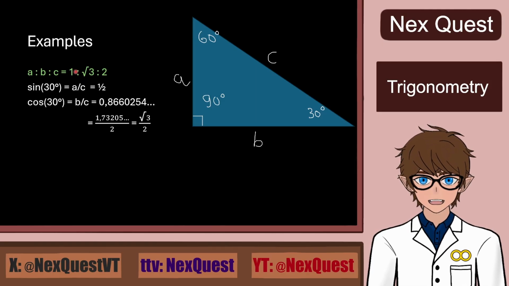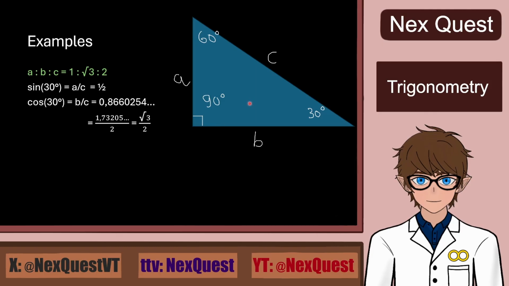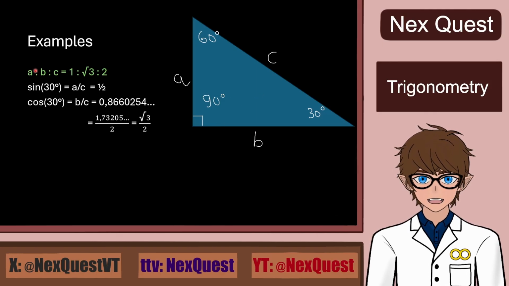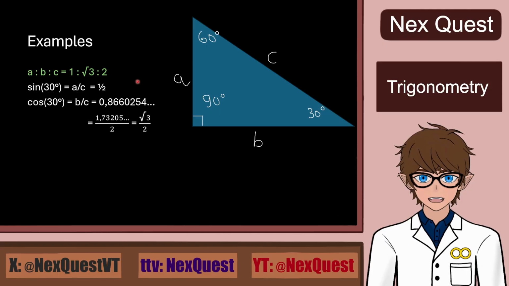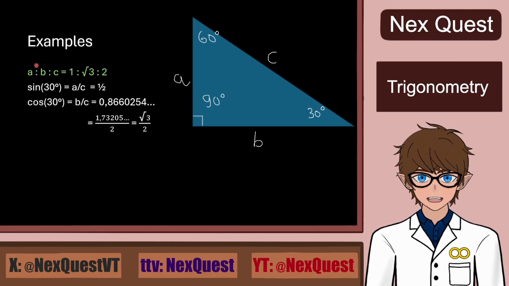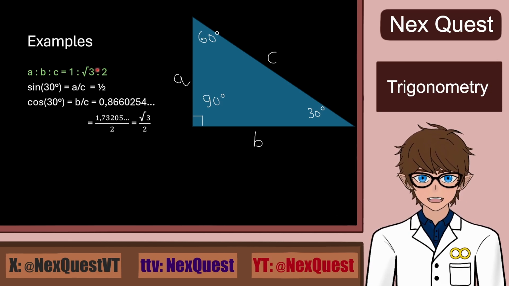This gives us our result that when a triangle has angles 30, 60 and 90 degrees, our sides will be in the ratio of 1 to the square root of 3 to the 2. And we can quickly check this with Pythagorean theorem. A squared plus B squared is C squared, so 1 plus 3 is 4, 4 is 4, we solved it correctly.